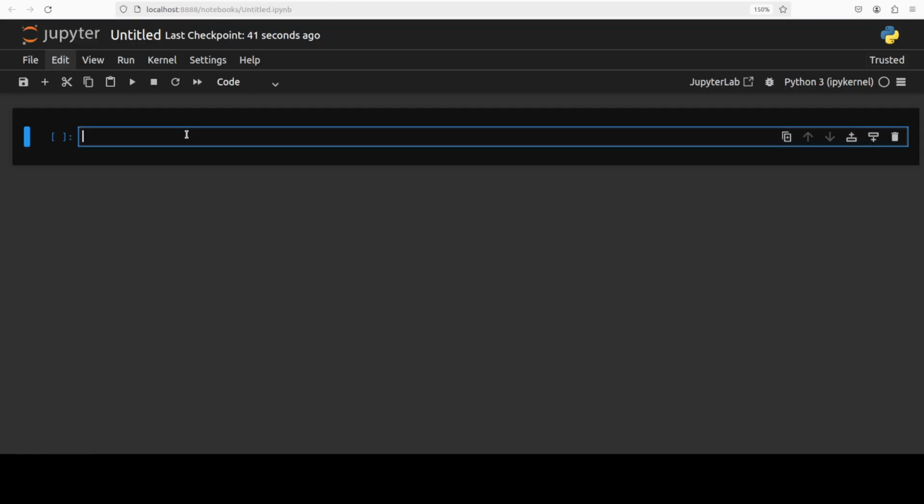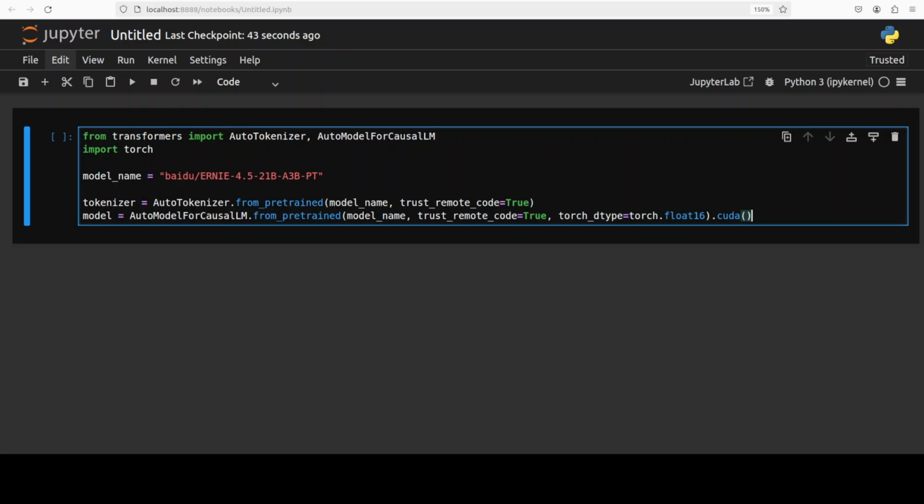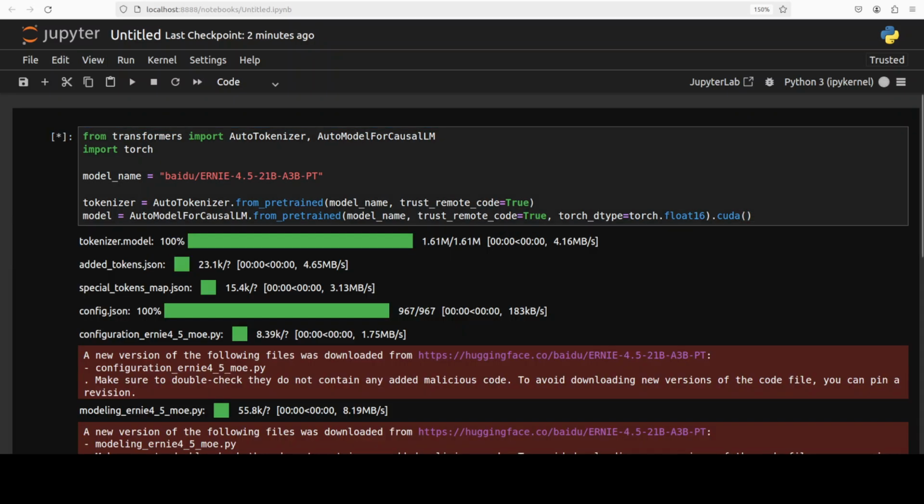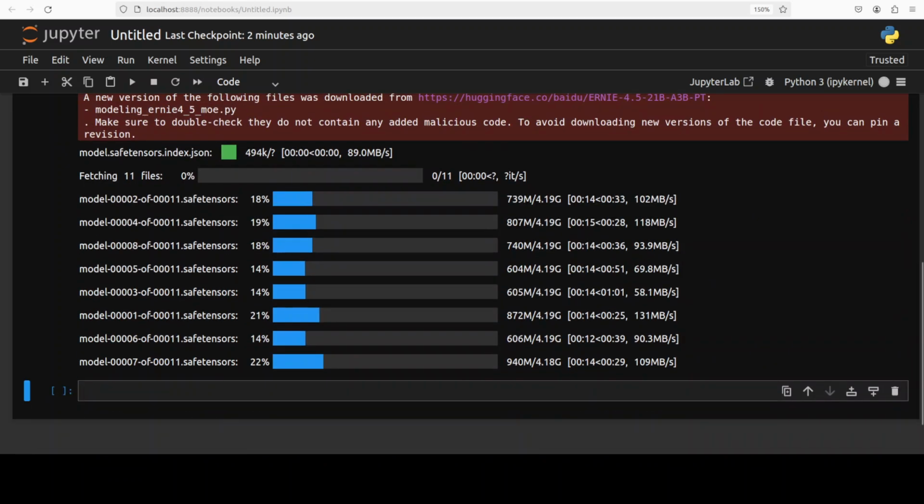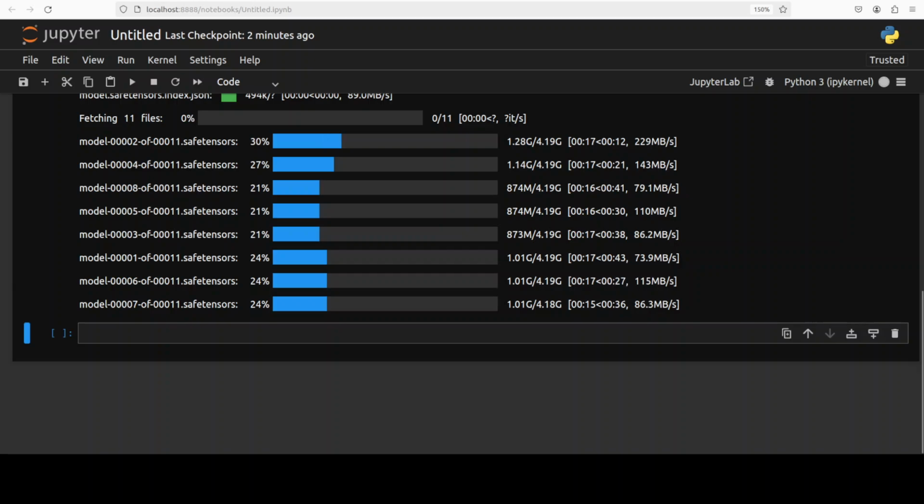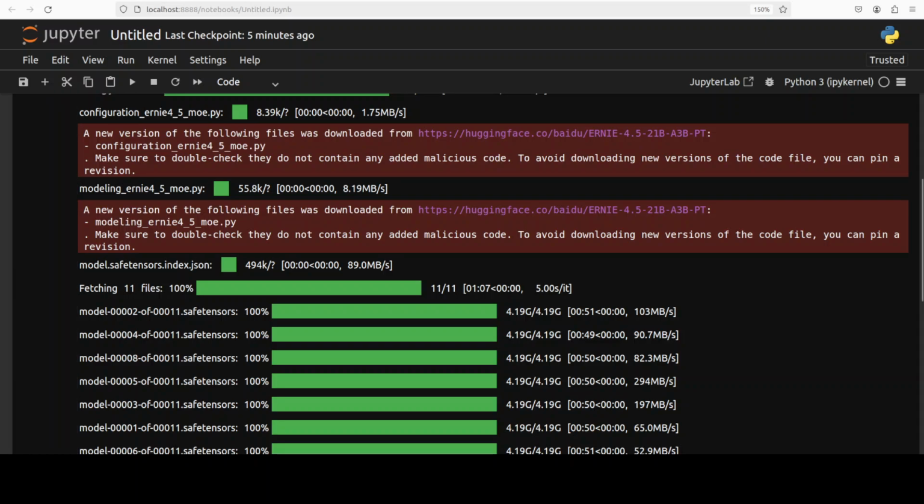And now let's first download the model. And the model is being downloaded. As you can see, there are 11 shards of it. So let's wait for it to get downloaded. Should not take too long.